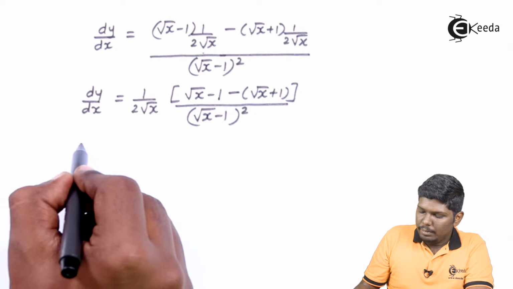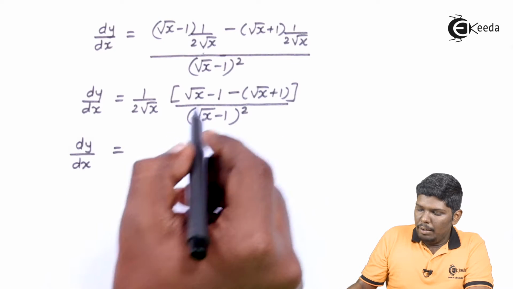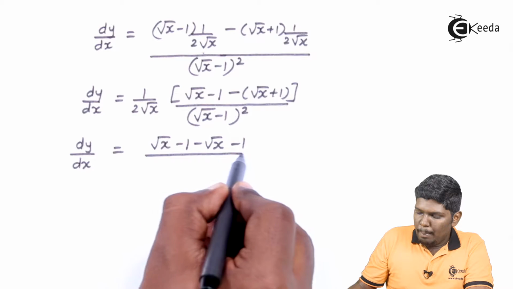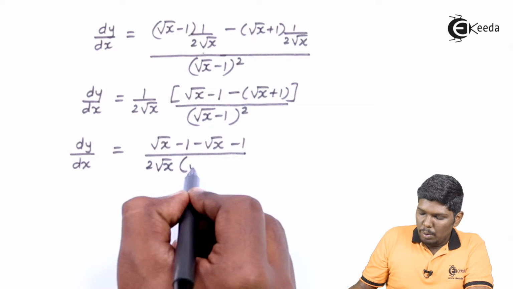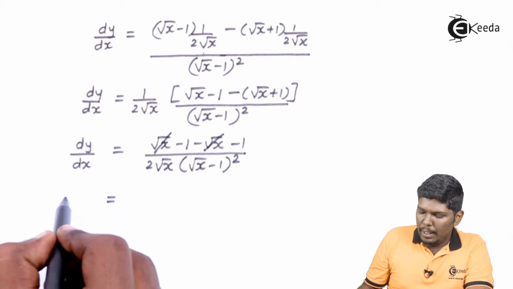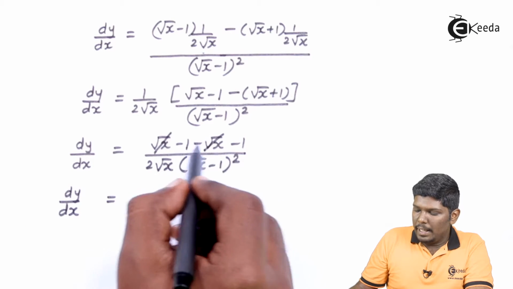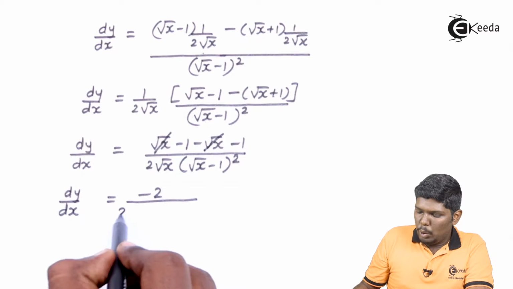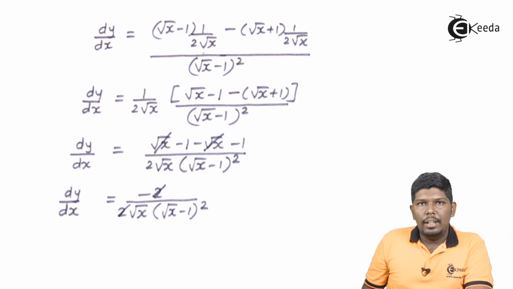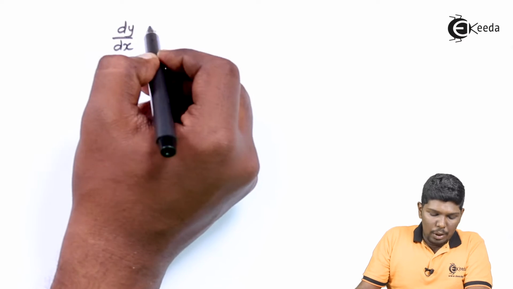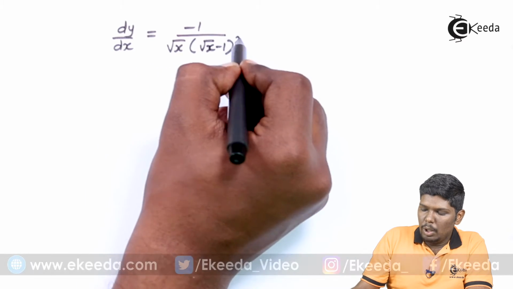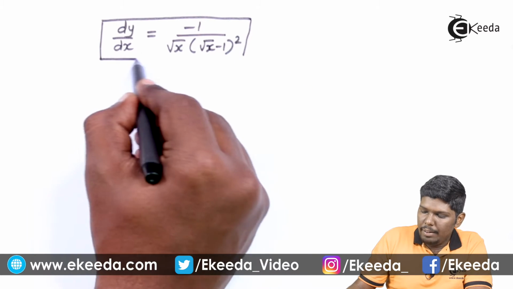Let us simplify the numerator. dy by dx is equal to, we have root x minus 1 minus root x, minus into plus will give you minus 1, upon 2 root x into root x minus 1 the whole square. So in the numerator we have root x minus root x, and minus 1 minus 1 will give you minus 2. dy by dx is equal to minus 2 upon 2 root x into root x minus 1 the whole square. 2 will be cancelled and the final answer will be dy by dx is equal to minus 1 upon root x into root x minus 1 the whole square. This is the derivative of the given function.